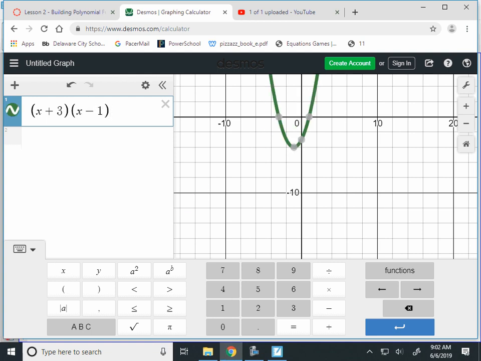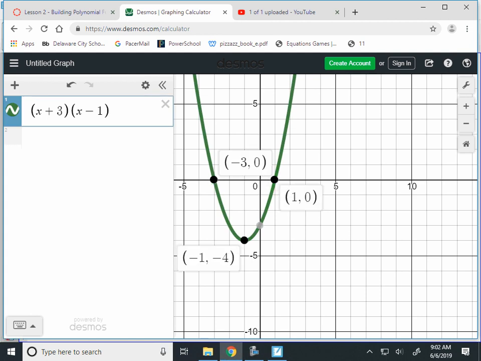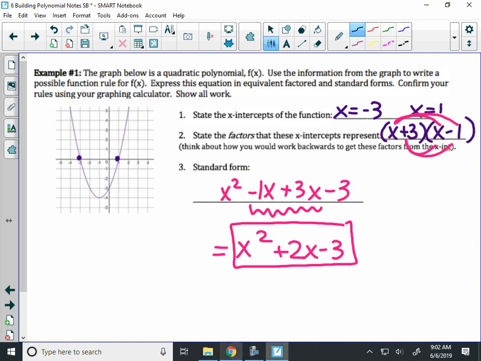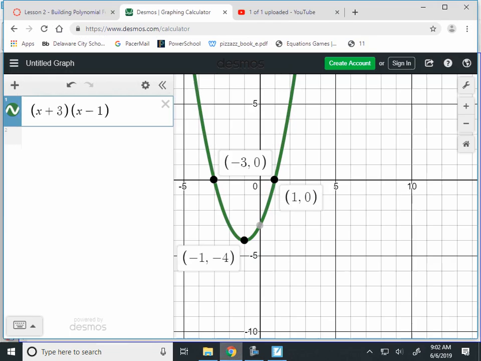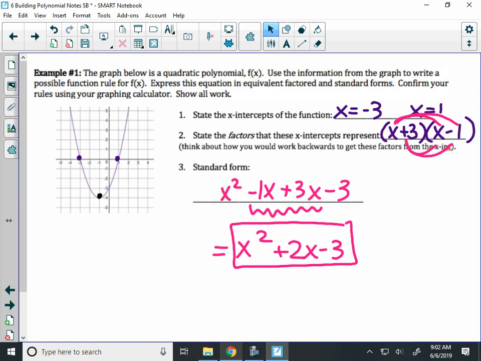When I graph that, this graph looks a whole lot like the one I had. The roots are in the same spot. Even the turning point was at (-1, -4). I can also graph my final answer here, x squared plus 2x minus 3. It graphs right on top of the original factored form, so you know that you wrote standard form correctly. So check your work. That took less than a minute, probably less than 30 seconds to do.